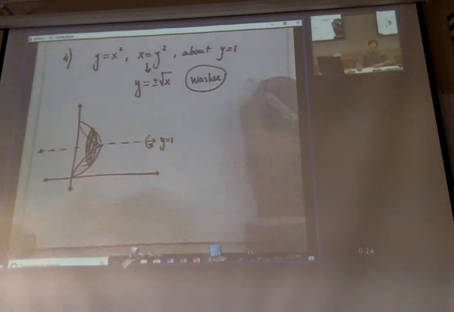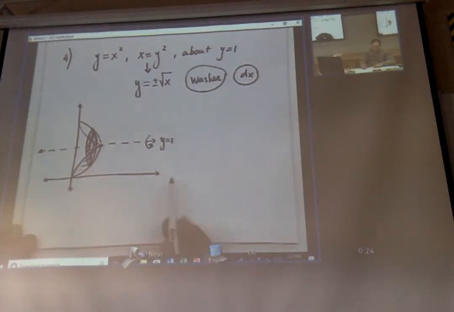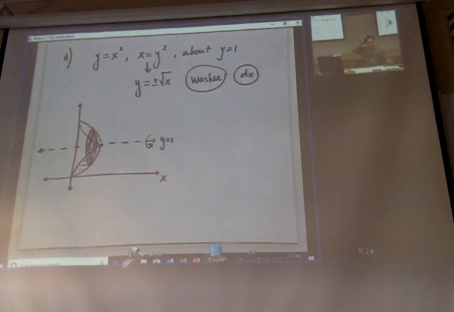One more time, how do we know that we have dx? Because our axis of rotation is parallel to the x-axis. So if the axis of rotation is parallel to the x-axis, it's dx for washer. Or if the axis of rotation is parallel to the y-axis, it's dy. So here I have dx, right?